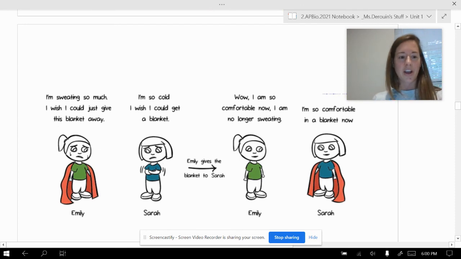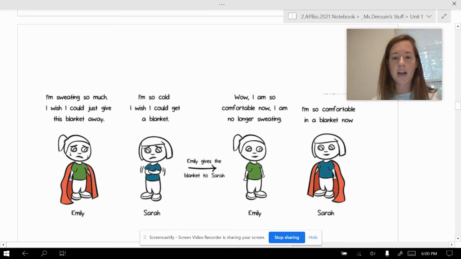So okay, here's an example. There are these two girls. The girls represent atoms. Emily is like, I'm sweating. I'm so hot. I really wish I could get rid of this blanket. Sarah's like, I'm so cold. I'm unstable. Unstable because she's an atom. I wish I could have a blanket.